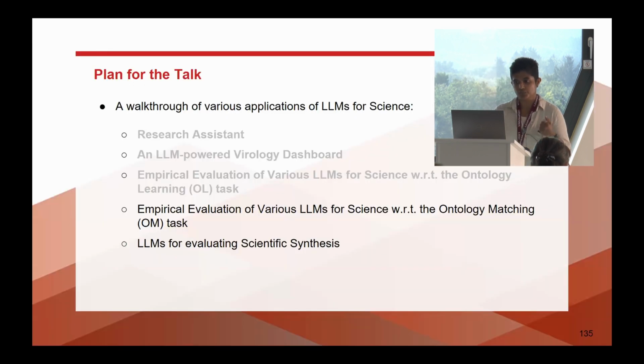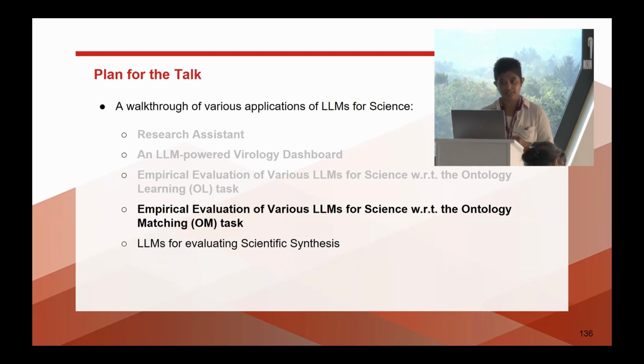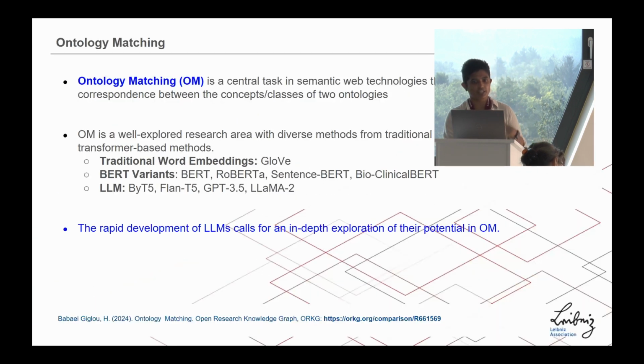As a next task, we then evaluated the fitness of LLMs for science, but now with respect to the ontology matching task. So the ontology matching task essentially is a central task within this domain that aims at finding correspondence between classes of concepts in 2 different ontologies. So it tries to align different ontologies.